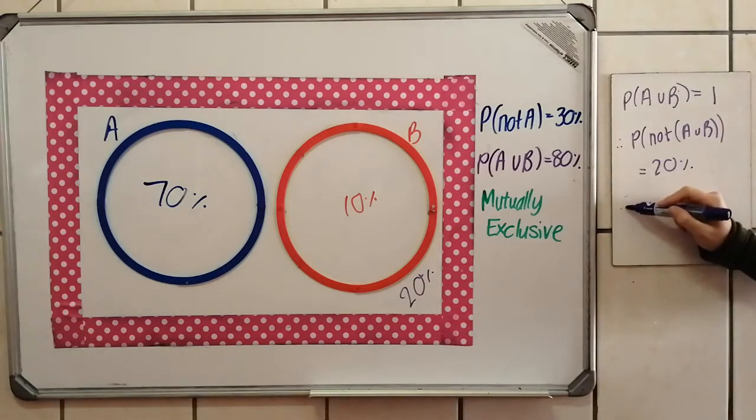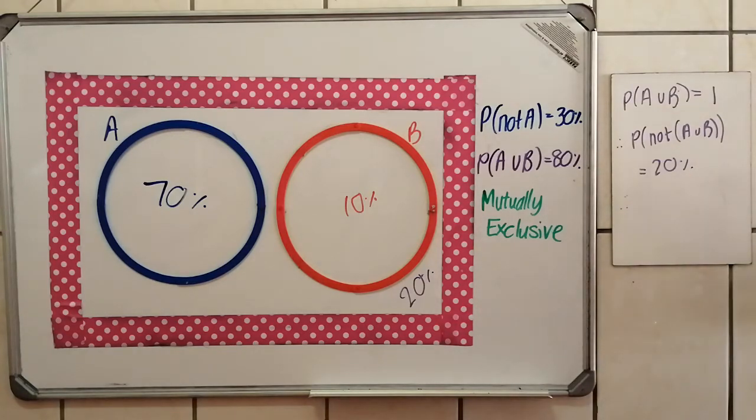So therefore, it's not complementary because it's only mutually exclusive. It's not exhaustive. And remember, complementary must be both mutually exclusive and exhaustive.